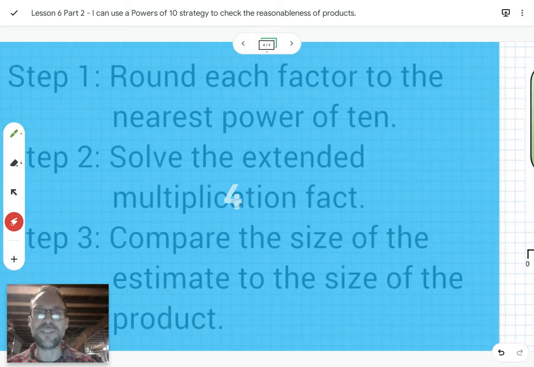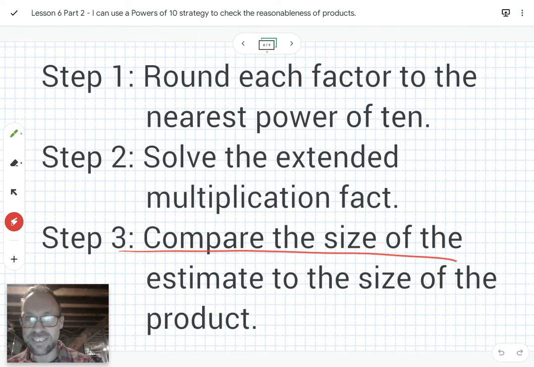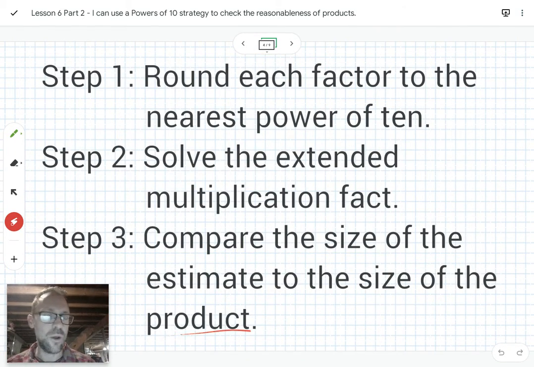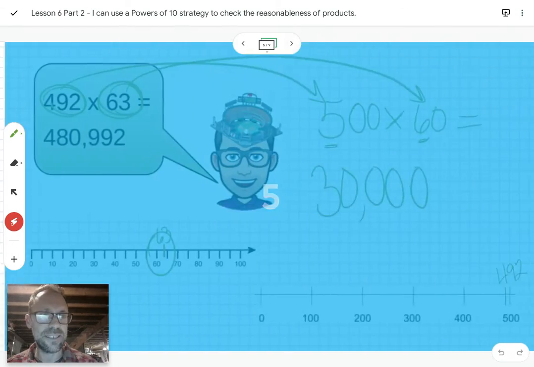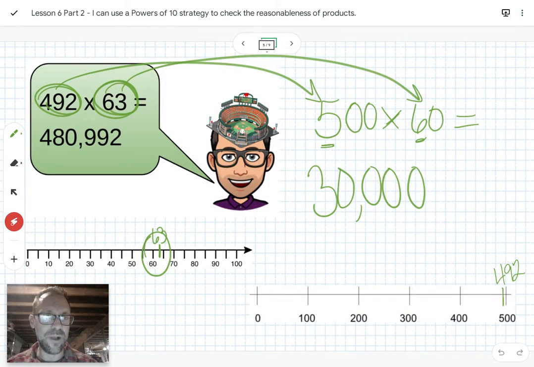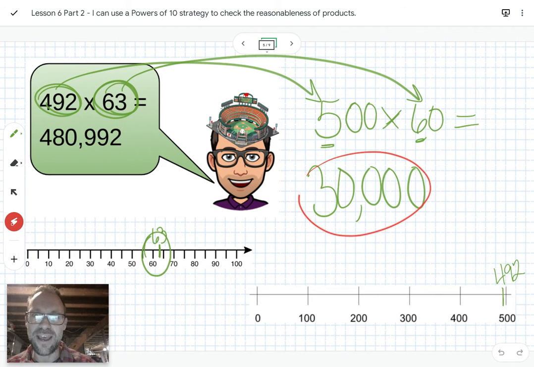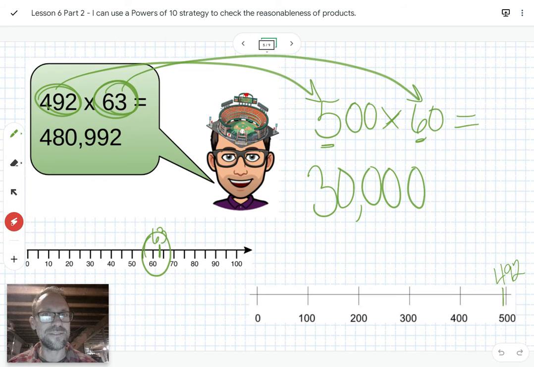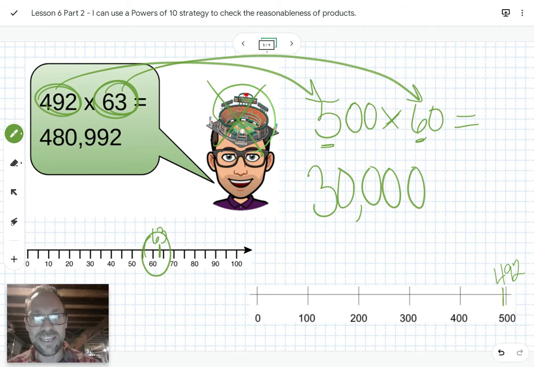So, final step 3, compare the size of the estimate to the size of the product. Well, the product we got was 480,992, and our estimate was 30,000. Are those close? No, those aren't close at all. So we know we have definitely done something wrong. The answer can't be right, and therefore, Mr. Duranis is not in the ballpark with his thinking. So we've got to go back and revise our answer and rework it. That is how this strategy works.